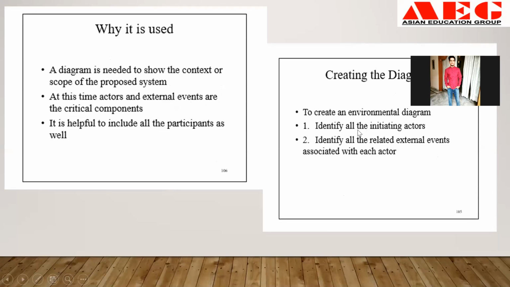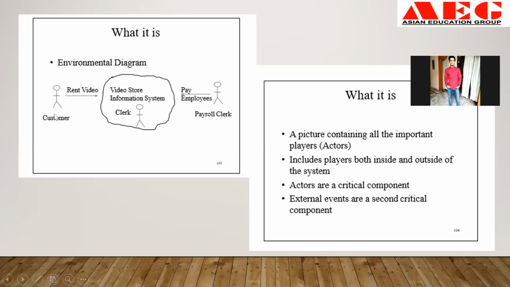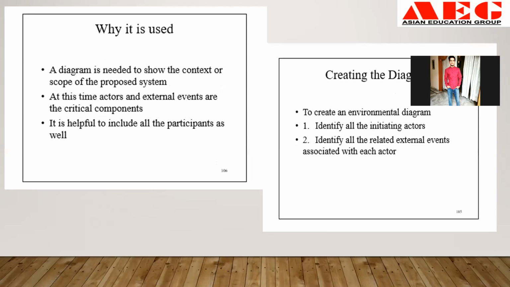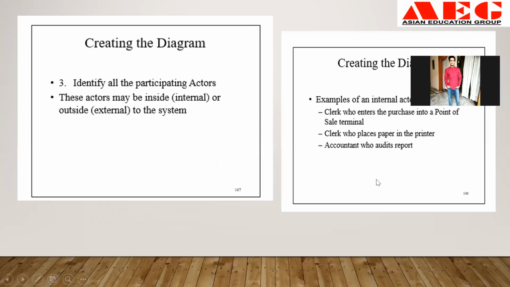So identify all initiating actors, then identify all the related external events associated with each actor. So you have to find all the actors, like you found customer. What is the customer doing? They're renting a video. So rent video is an event, customer is an actor. So in a case study, you have to find all the actors and the external events. So for creation of the diagram, we have to find these things.